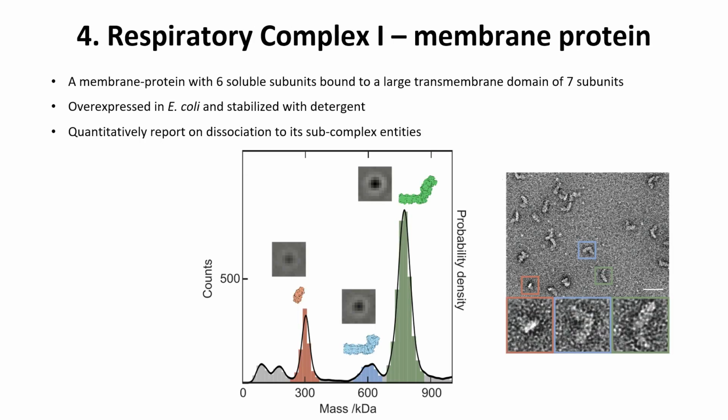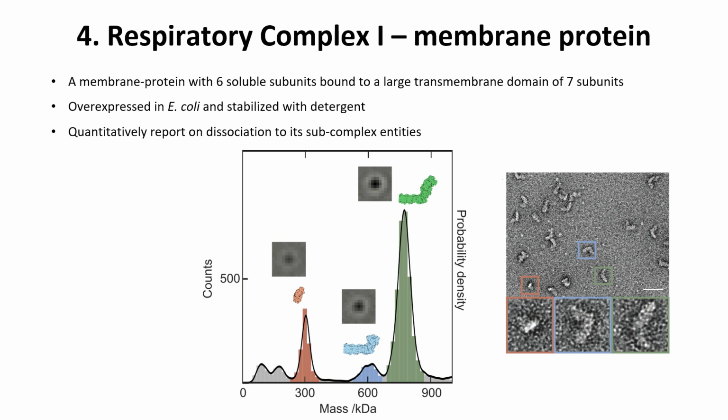The fourth system is Respiratory Complex I, which is a membrane protein. This Respiratory Complex I has both a transmembrane domain, including 7 subunits, and also a soluble arm, which includes 6 soluble subunits. And it's known that its soluble arm disassembles, at least partially, and also disassembles through time.